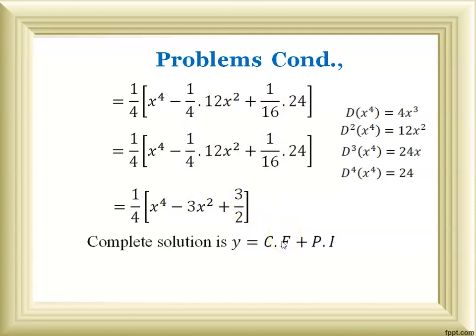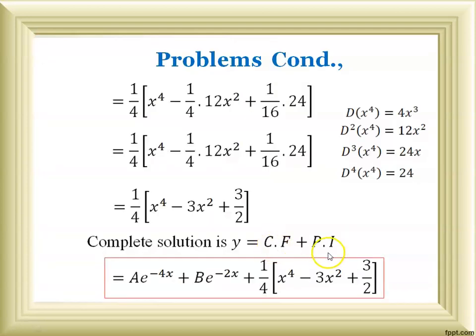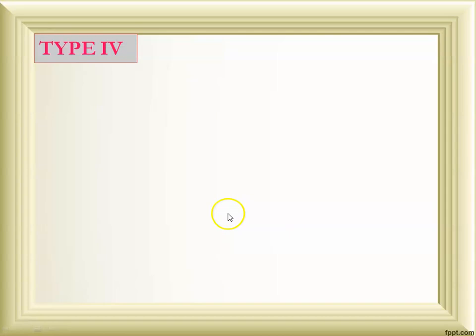Let us have the complete solution here. So y is equal to complementary function plus particular integral. So this is our final answer. Let us move on to the fourth type.